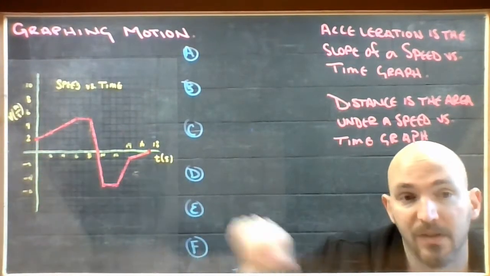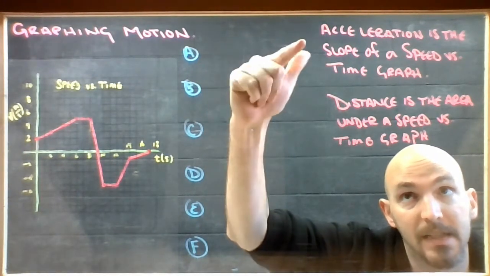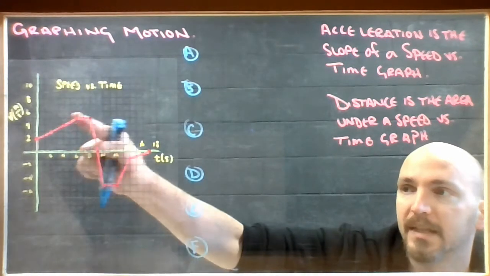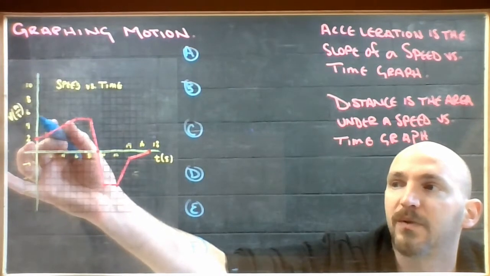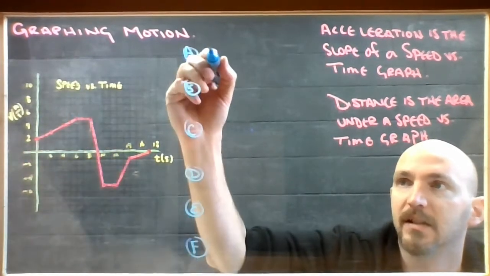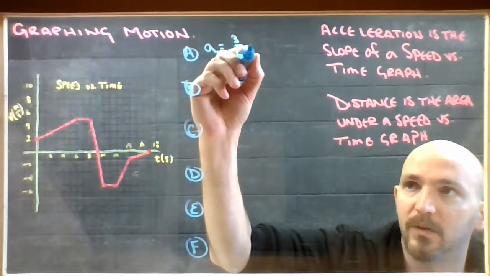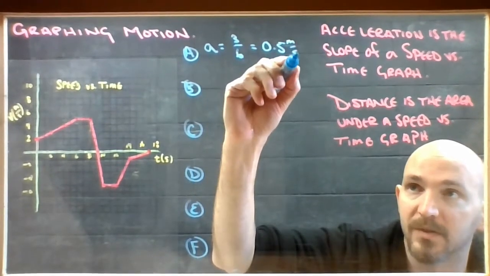In this first section, if I want to talk about the acceleration, I have to remind myself up there that the acceleration is the slope of a speed and time graph. So in this particular section, I have a line that goes up 1, 2, 3, and over 1, 2, 3, 4, 5, 6. So the acceleration would be rise of 3 over run of 6, which gives me 0.5 meters per second squared.